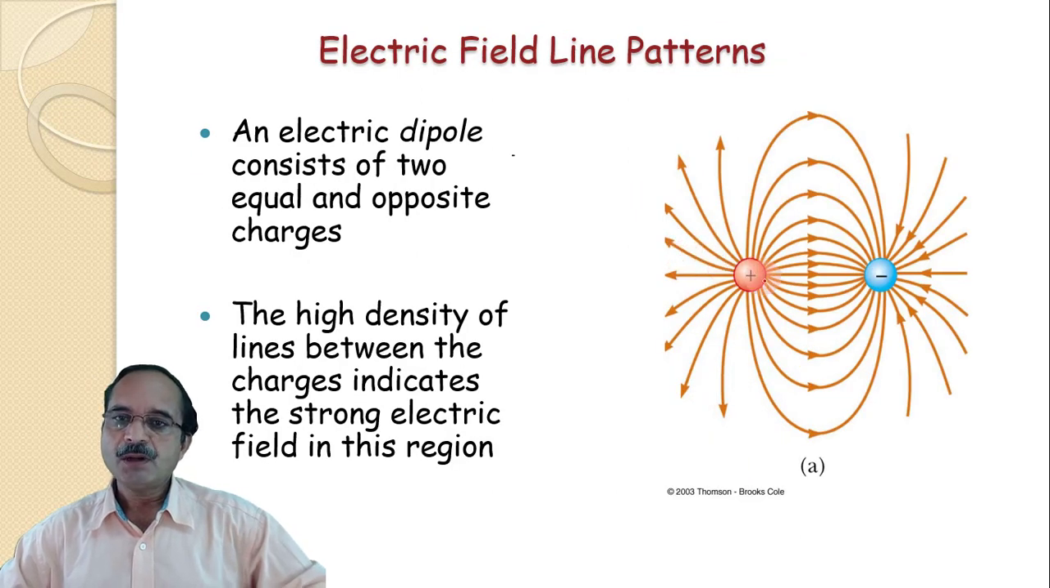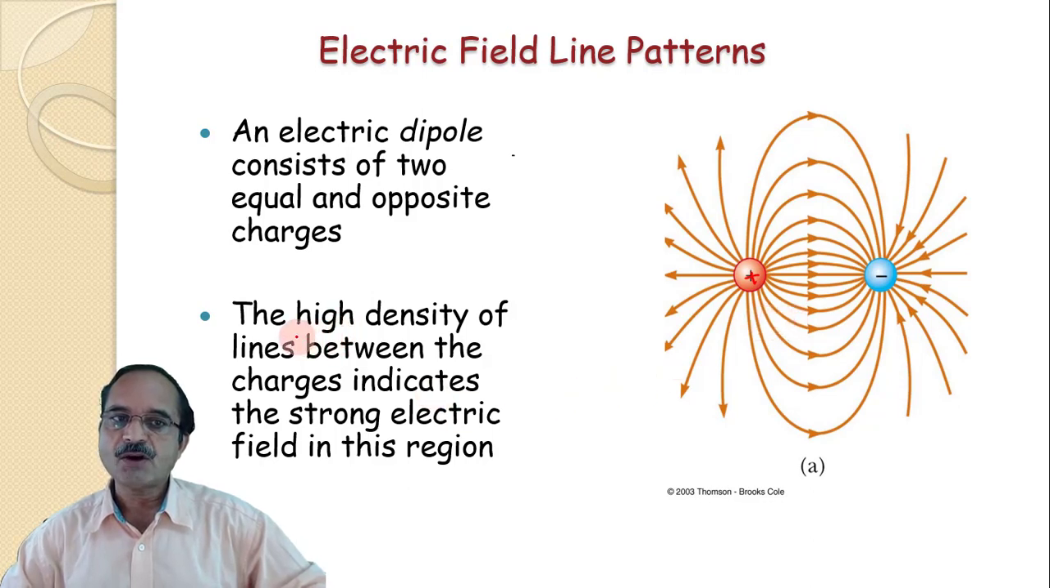If it is a dipole, let us say positive charge here and negative charge here, then in that case, as we have seen, from a positive charge the lines go outward, and at the negative charge the lines are inward. So, in other words, the lines will start from the positive charge and they will terminate at the negative charge. So this will be the pattern of lines of force formed if it is a dipole.